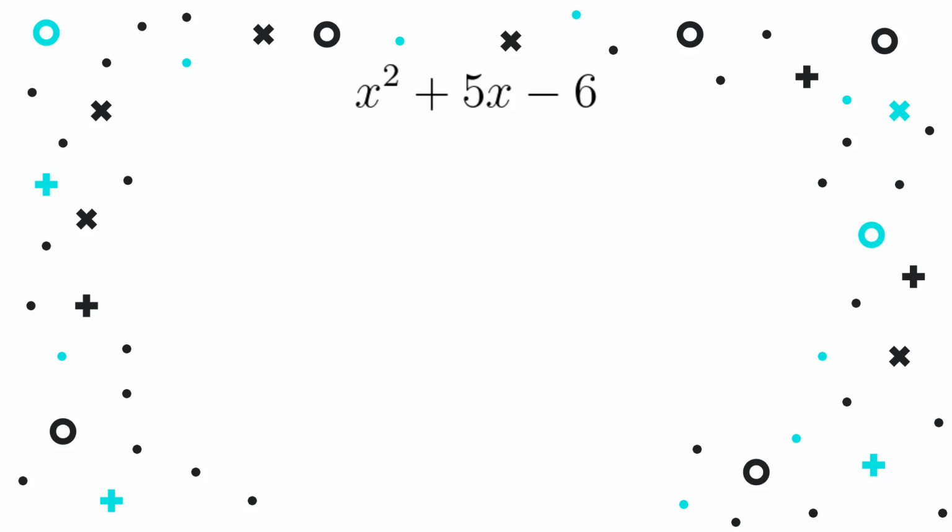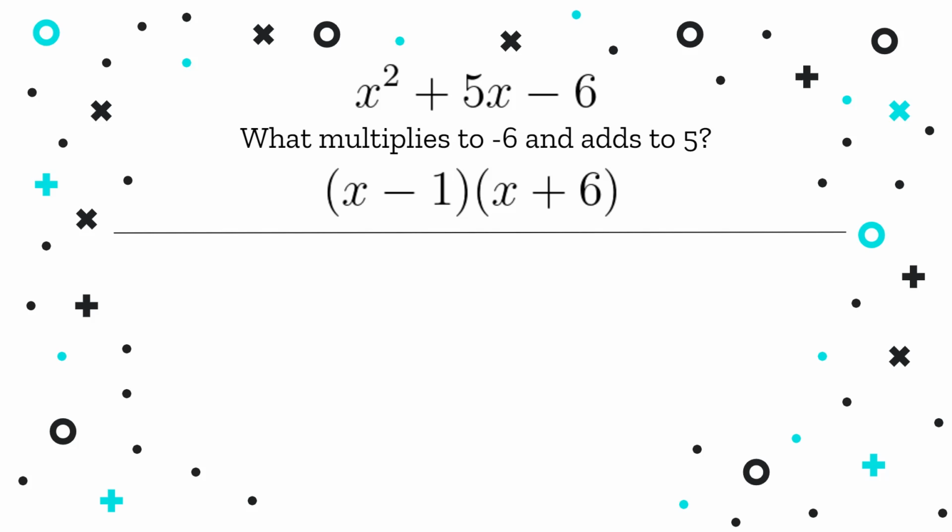So this is an example in which you would use the trinomial factoring method. The first thing you need to do is ask yourself, what multiplies to negative 6 and adds to positive 5? When you think about the factors of negative 6, you will see that negative 1 and positive 6 multiply to negative 6 and add to positive 5.